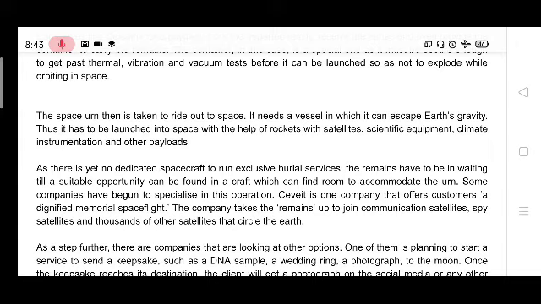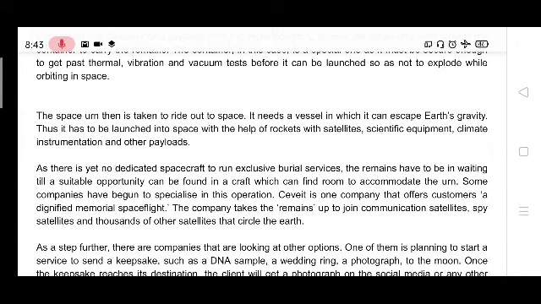As there is yet no dedicated spacecraft to offer exclusive burial services, the remains have to wait till a suitable opportunity can be found in a craft which can find room to accommodate the urn. Some companies have begun to specialize in this operation. Cevit is one company that offers customers a dignified memorial spaceflight.